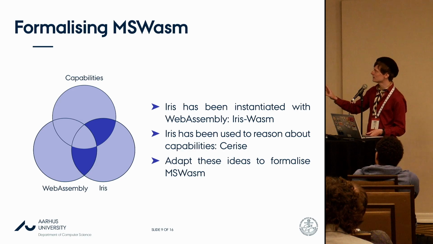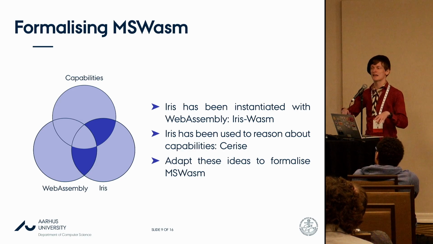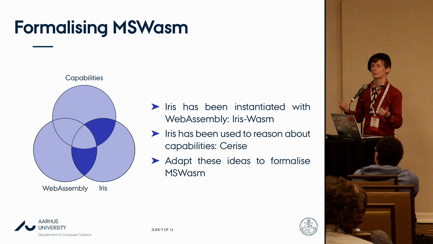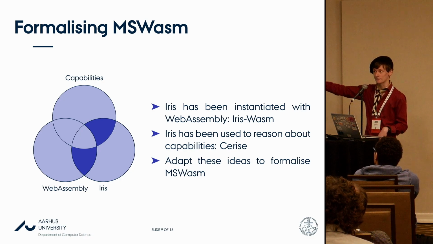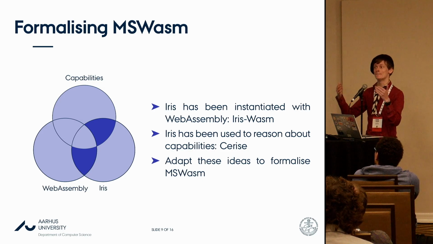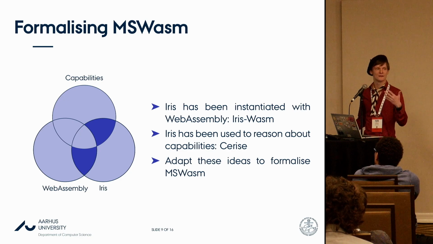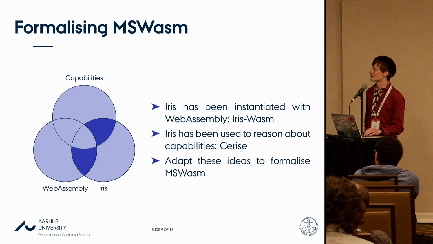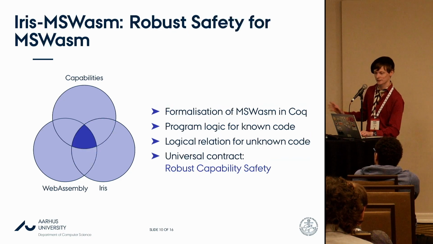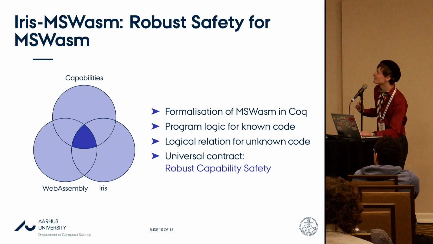And I'd like to stress here that even though my Venn diagram might suggest it's as easy as just overlapping two already existing concepts, it's very, very difficult to actually make these works work in the case of an actual language that has all of the specificities of true languages. But when you massage everything together, you get there in the middle and you get Iris-MSWasm.